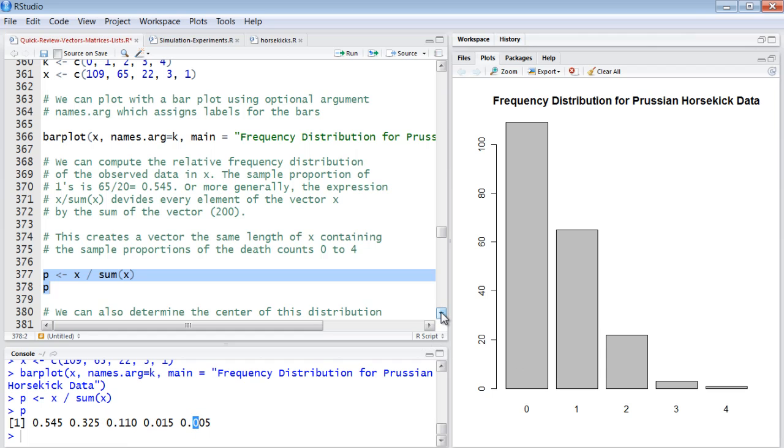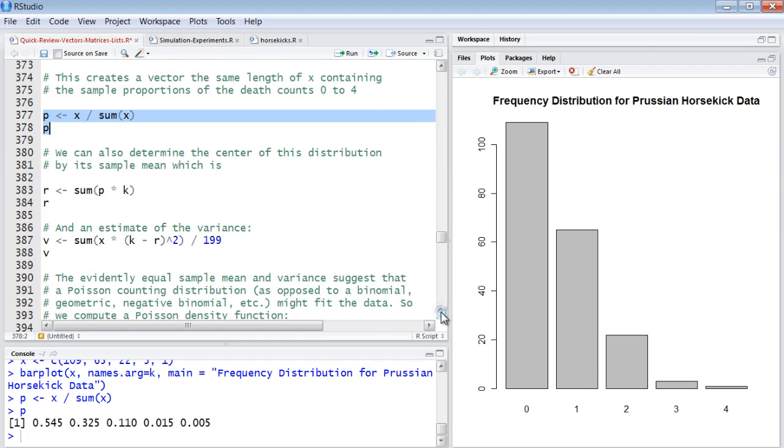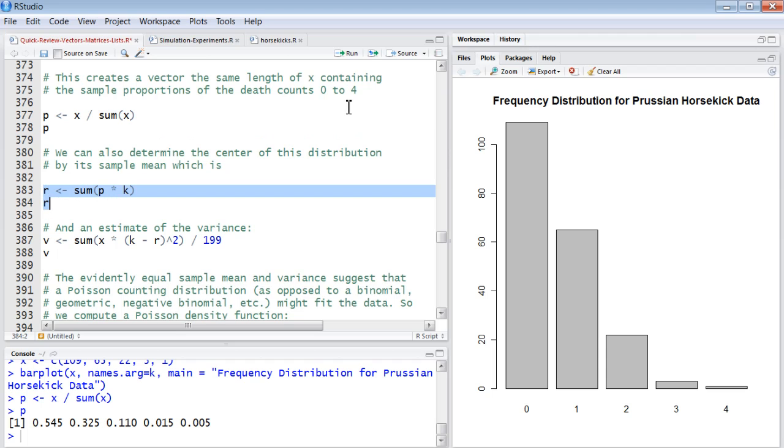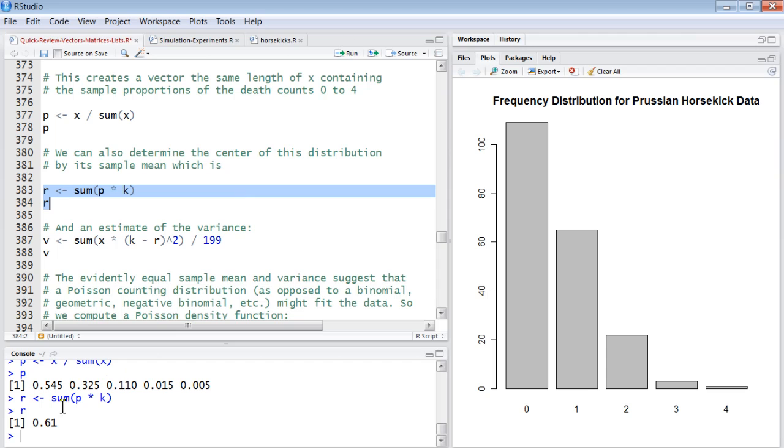We could also look at the center of this distribution, which is just the sample mean. So that's going to be the sum of p times k. And it's close to zero, as you would expect, typical of a Poisson. So the mean really is not that meaningful, because we're looking for a median or a mode, actually. Mode probably would be better, but a mode is not precise enough. Okay, so we're going with the mean, which is 0.61.